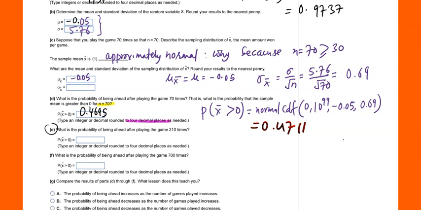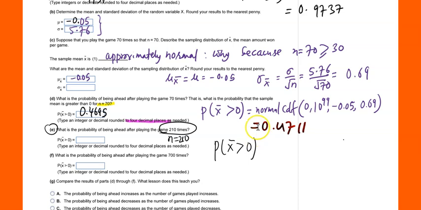What is the probability of being ahead after playing 210 times? Okay, that means here the number of trials is 210. You can call n equals 210. Remember, sample size. Here we are looking for pretty much the same thing, probability of x bar greater than 0. I mean being ahead is greater than 0. That means at least you earn some money.